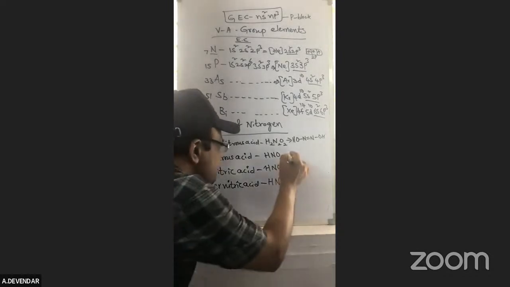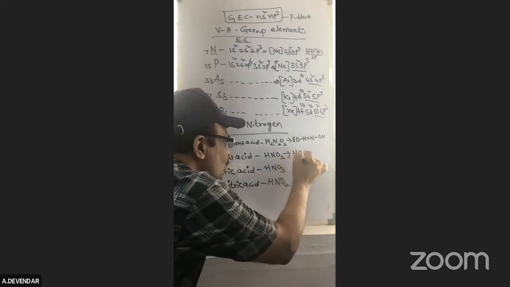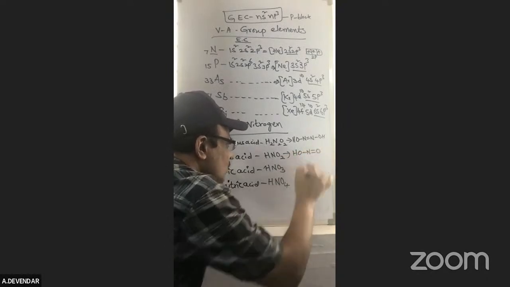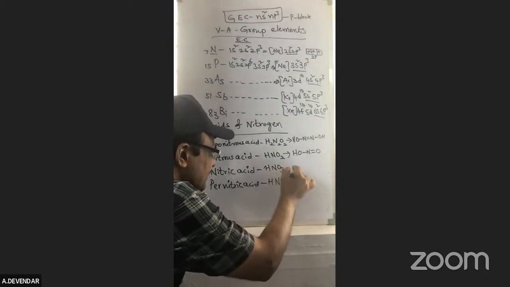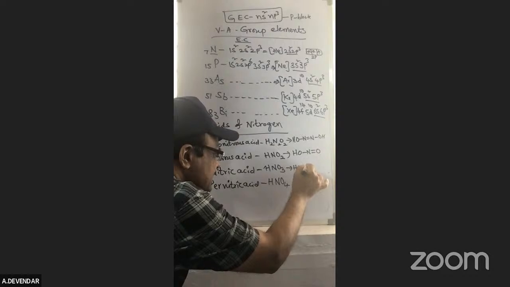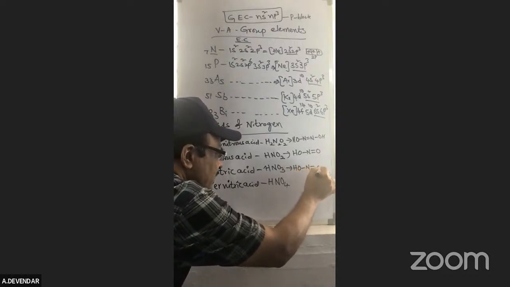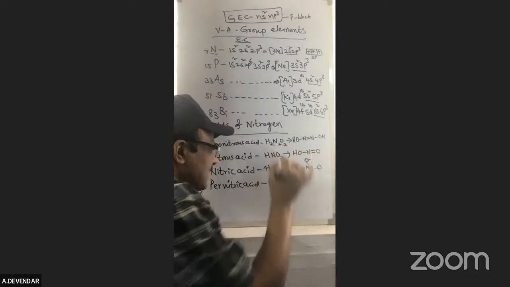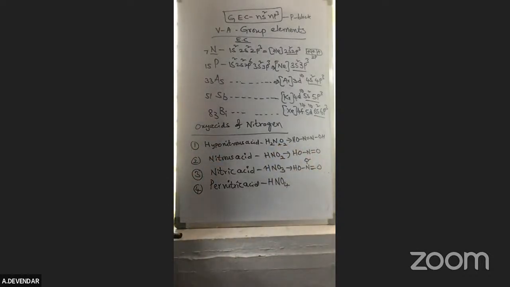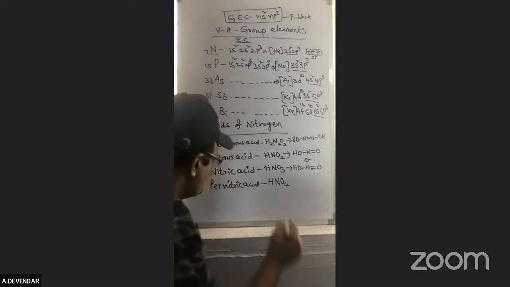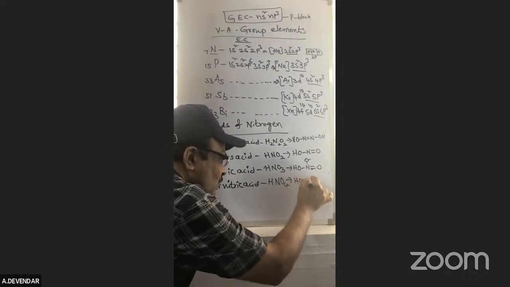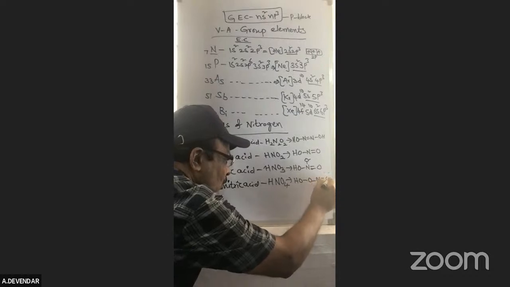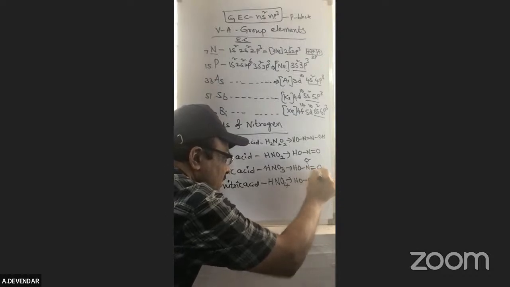Next, easily write one HO and one double bond O. This is nitrous acid. Next one is nitric acid. I am repeating the same formula, just see how I am writing this: an oxygen with a negative charge and a single bond O minus. This is called nitric acid. Pernitric acid means a peroxide type is there. Pernitric acid is HOO-N with a double bond O and an O single bond minus.